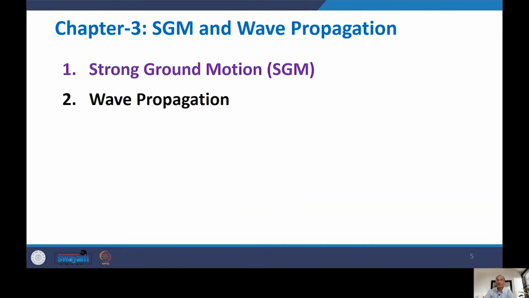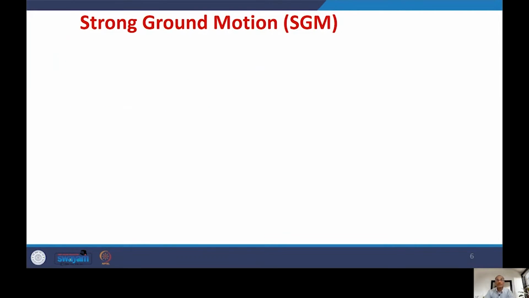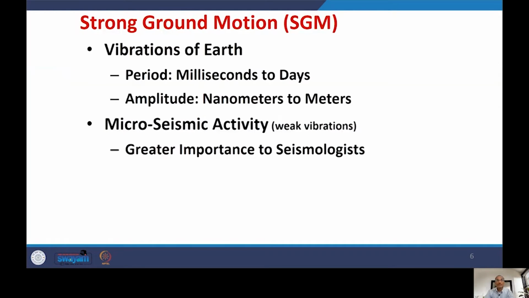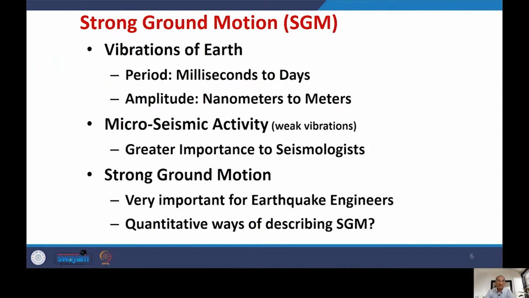One is strong ground motion and another is wave propagation. So let's talk about what is strong ground motion. You know that Mother Earth keeps vibrating continuously. The vibration of the Earth, when we talk about its period or natural frequency of excitation, could range from milliseconds to days. It could be very large or it could be very small.